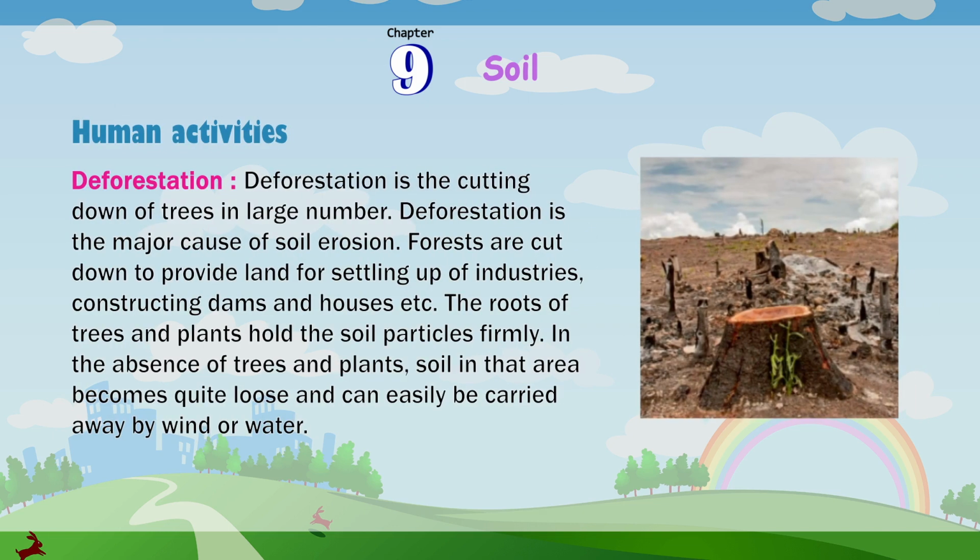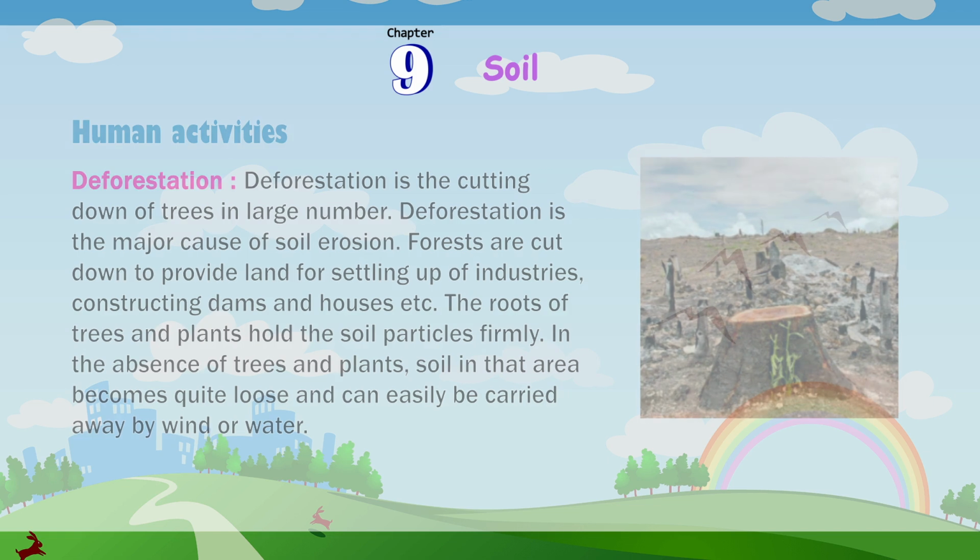Human activities. Deforestation. Deforestation is the cutting down of trees in a large number. Deforestation is a major cause of soil erosion. Forests are cut down to provide land for setting up of industries, constructing dams and houses, etc. The roots of trees and plants hold the soil particles firmly. In the absence of trees and plants, soil is then carried away. Soil in that area becomes quite loose and can easily be carried away by wind or water.